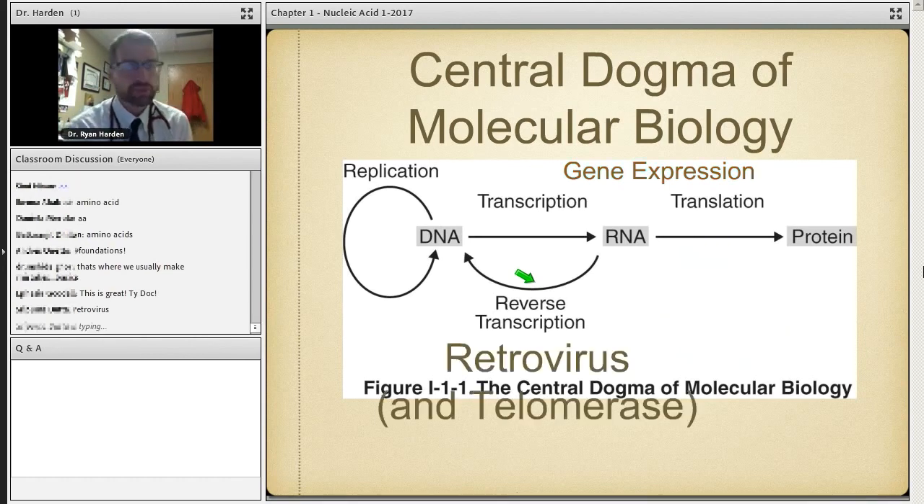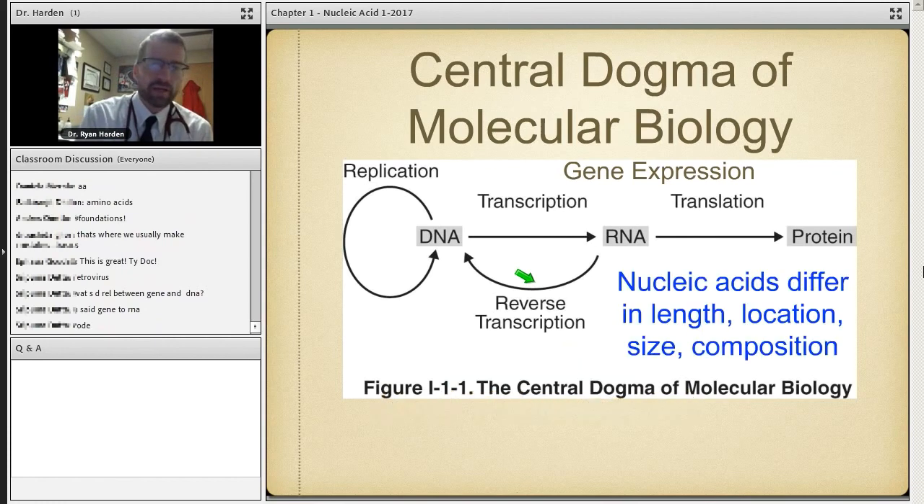Okay, so reverse transcription is a characteristic of a retrovirus like the HIV virus. Okay, you need to know that for the exam. But we also have the ability, with an enzyme in humans called telomerase, to use RNA to code for DNA, and that's going to come up. That's going to become important in the next couple chapters. So moving right along, central dogma.